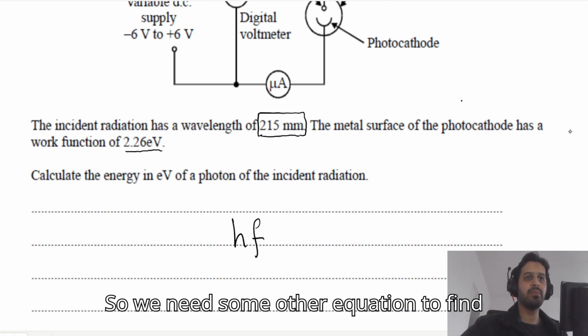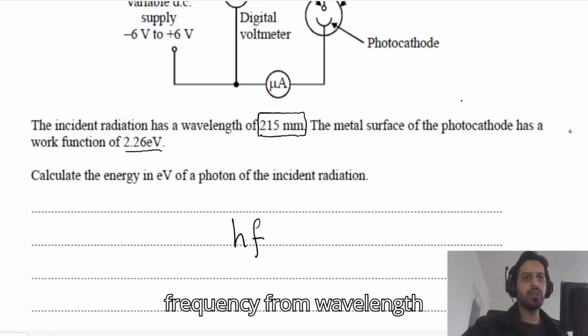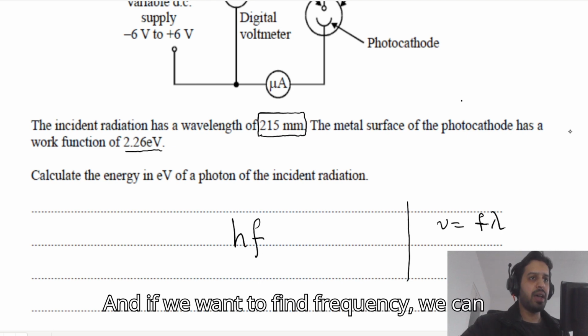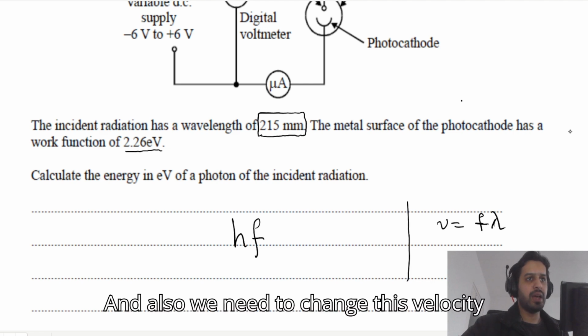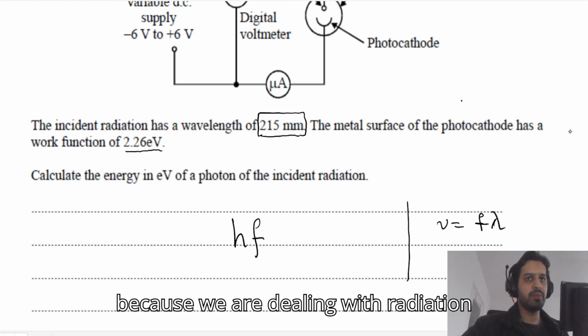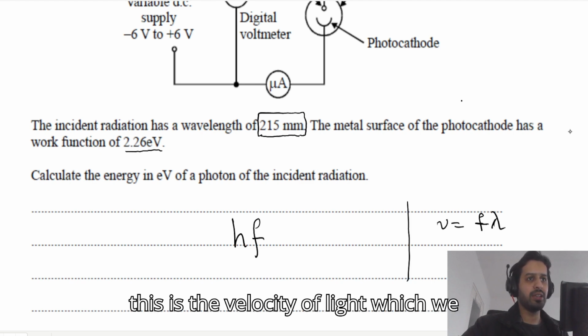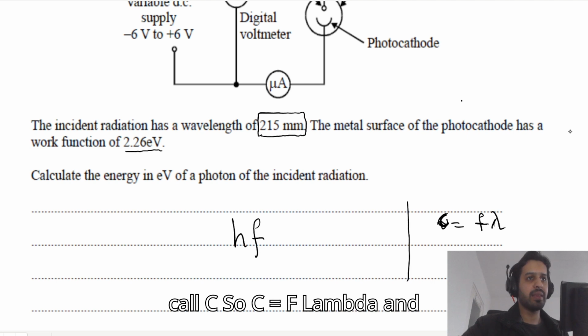So we need some other equation to find the frequency from the wavelength, and the equation is v equals f lambda. If we want to find the frequency, we can rearrange this equation, and we also need to change this velocity because we are dealing with radiation here. This is not just any velocity, this is the velocity of light, which we call c. So c equals f lambda, and f should be c divided by lambda.